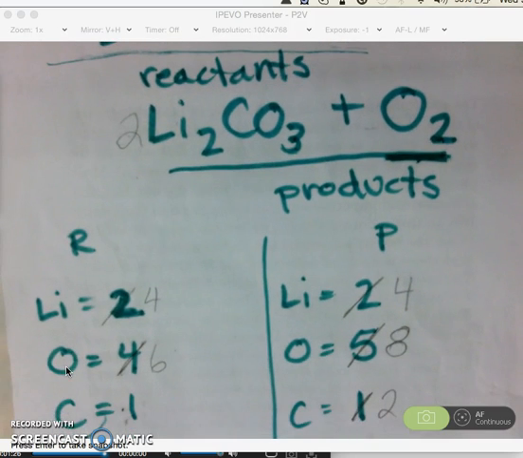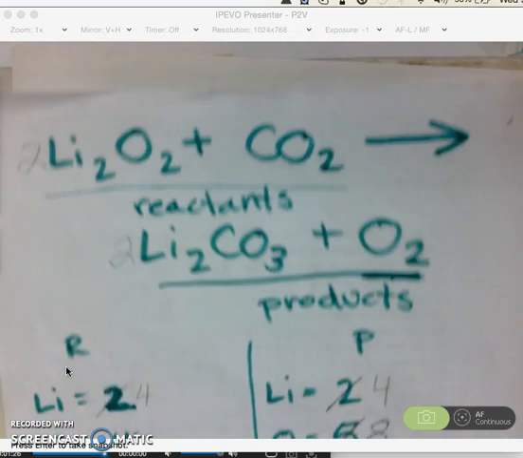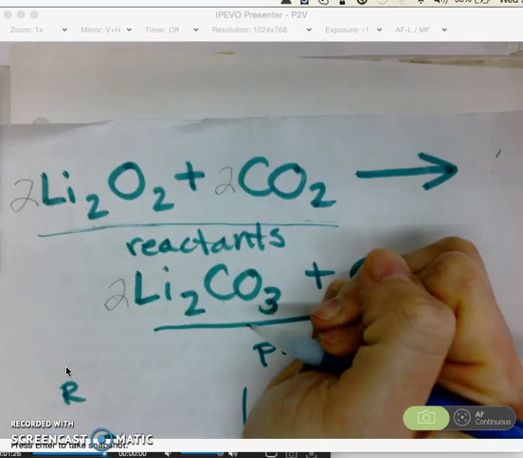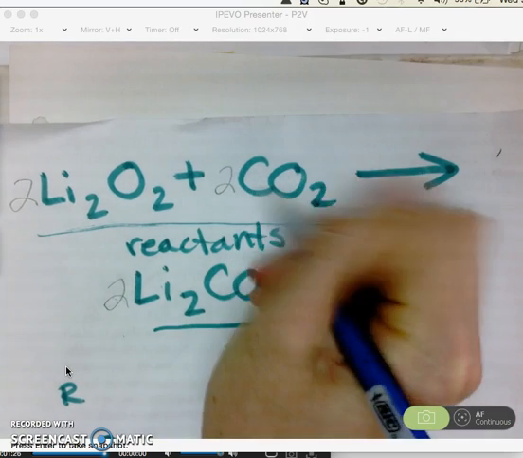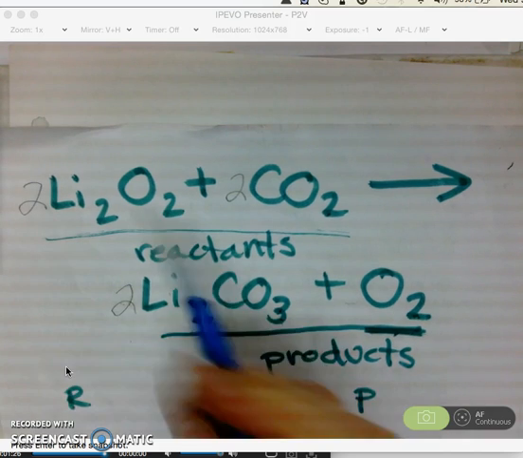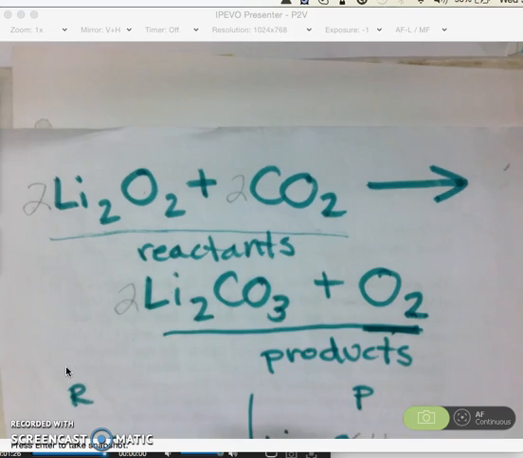Okay. We look at our numbers down here below. We still need 2 more oxygens and 1 more carbon. So let's see what happens if we put a 2 in front of the carbon dioxide. So now we have 2 carbon dioxides. Oops, and our oxygens have changed. So again, we have 4 plus 4. So we have 8 oxygens.